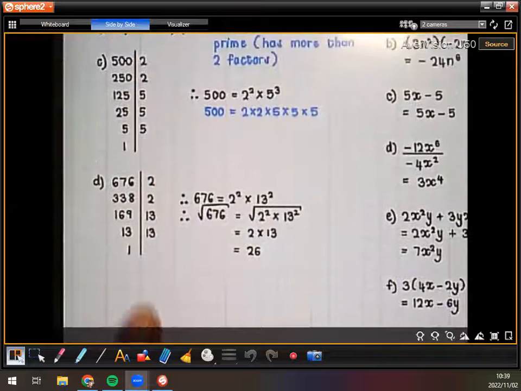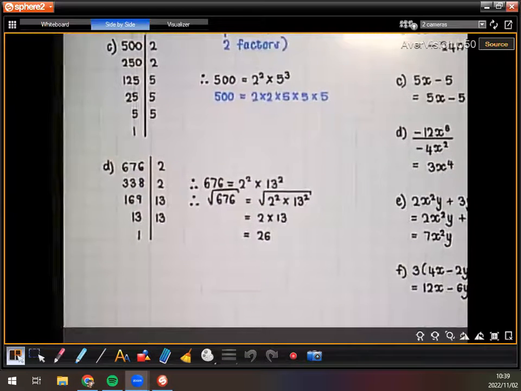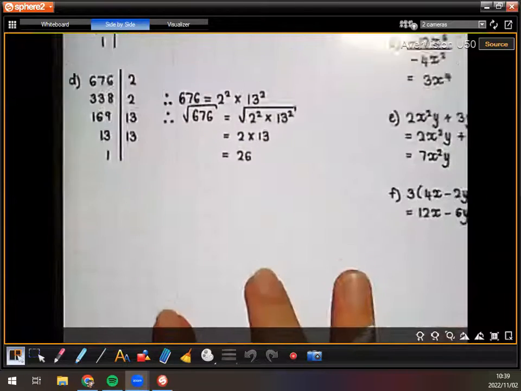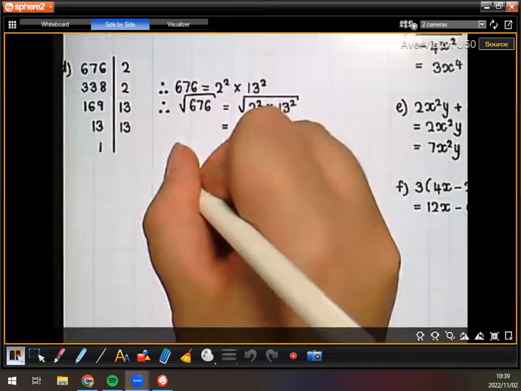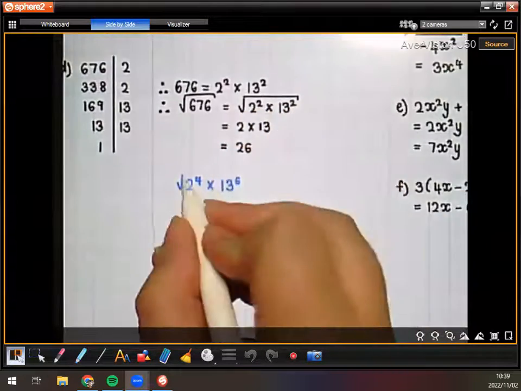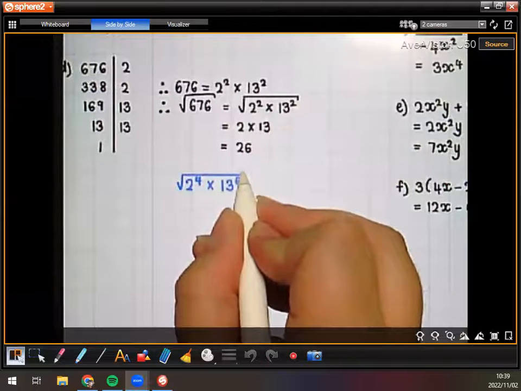Okay, then for revision 2, are we fine with D, guys? Yes. No, they can't ask you to do that. They can ask you maybe a 2 to the 4. Let's think quickly if they did that. If this was the question, if you had to find the square root of 2 to the 4, let's say, times 13 to the 6. Will you guys be able to do that?